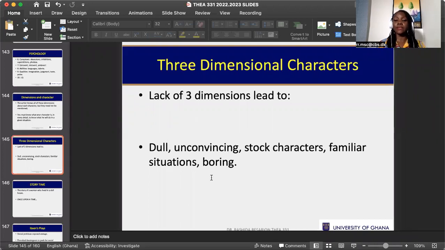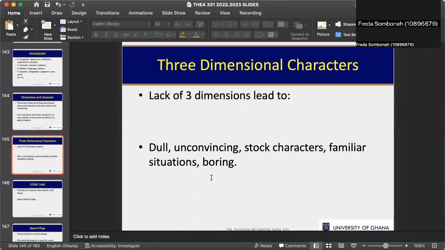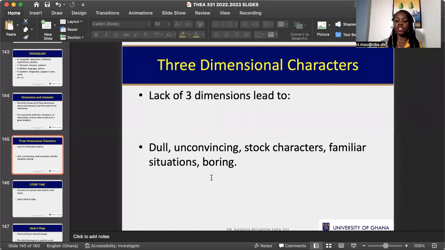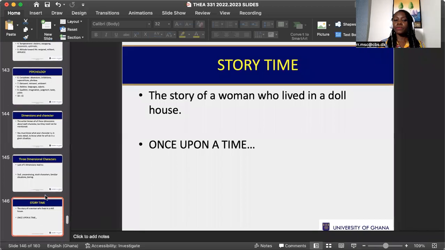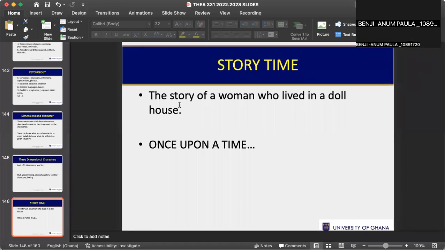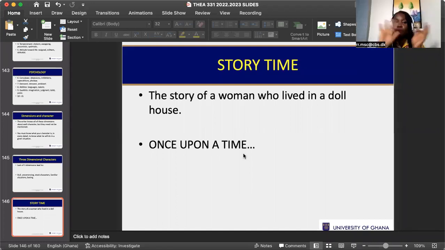Do you understand? Do you have any questions on the characters and dimensions? If you don't, let me know. If you do, let me know. No, madam. So the dimensions are clear.